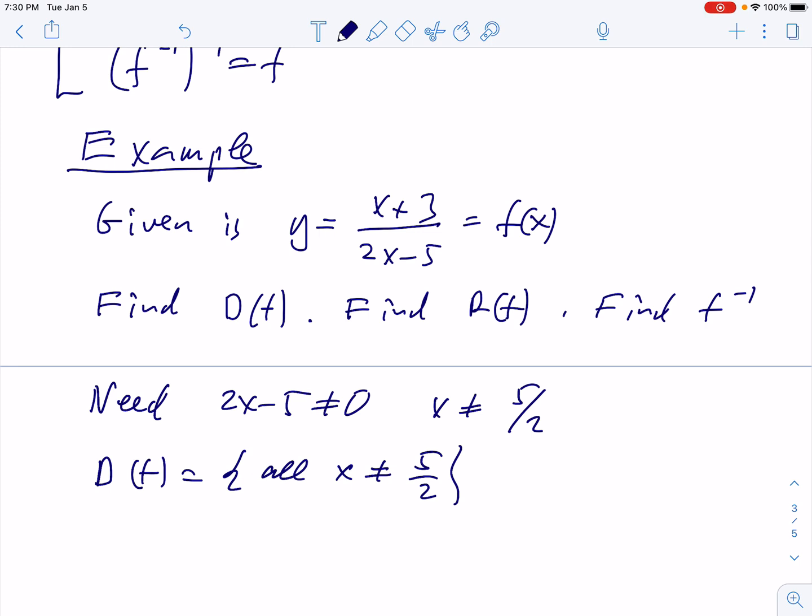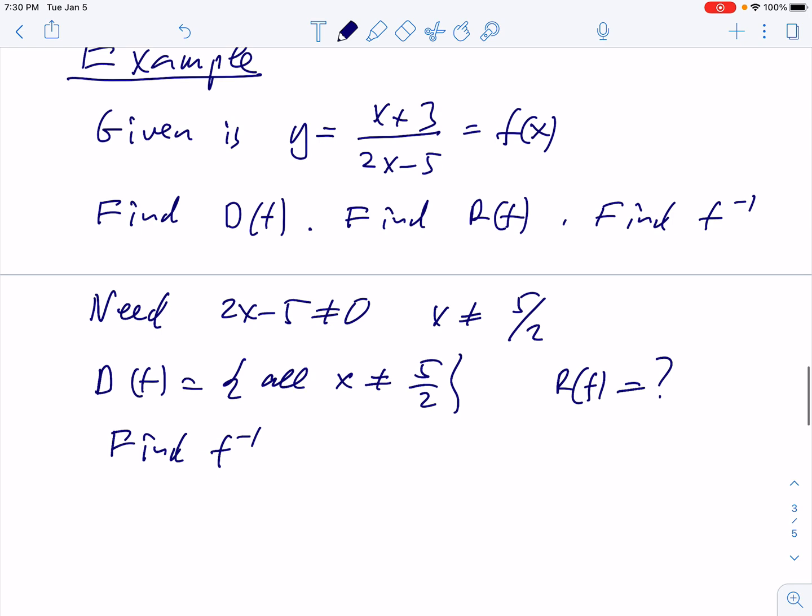What is the range though? How can we describe the set of all numbers which are values here? And it's not easy to say when you look at the equation of this function. But we remember that the range of the function is the domain of the inverse. So we shall find the inverse. It will have a similar structure, and we shall look at the domain of the inverse. So now find the inverse.